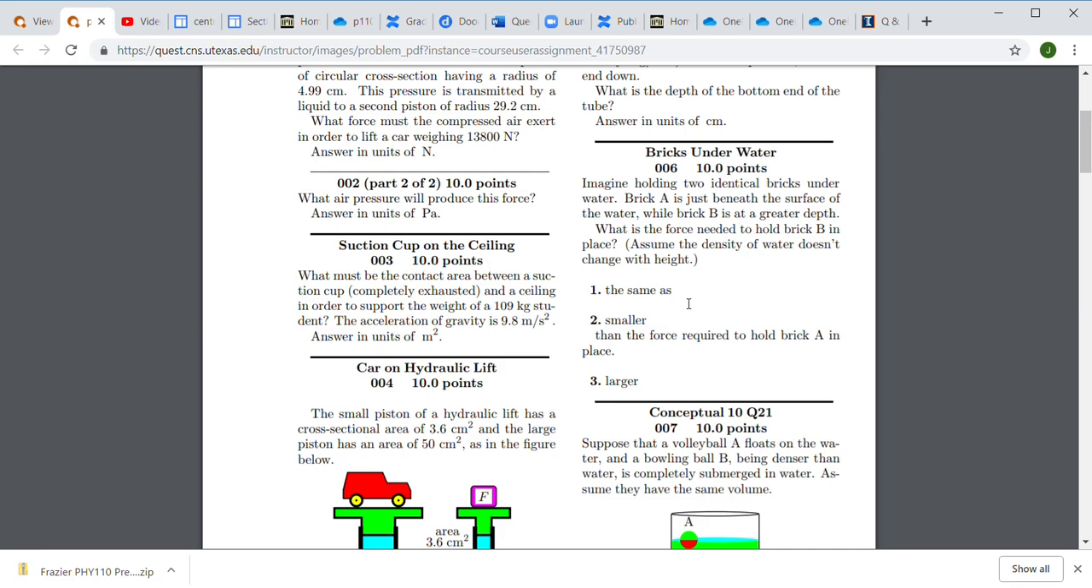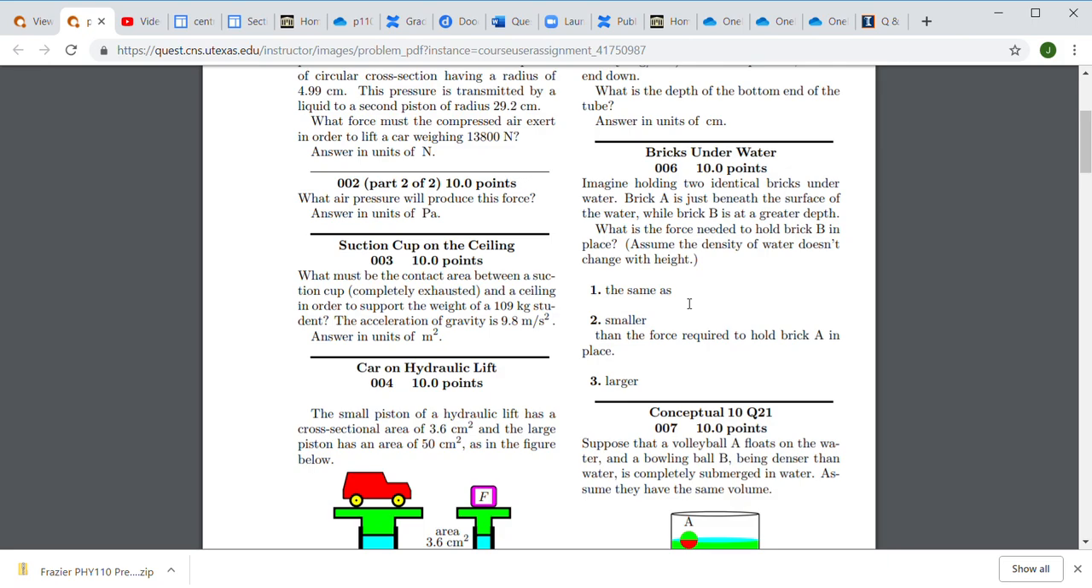Bricks underwater. Imagine holding two identical bricks underwater. Brick A is just beneath the surface of the water, so it's completely submerged, but it's just right below the surface, and brick B is at a greater depth. What is the force needed to hold brick B in place compared to brick A? And the answer is, it's the same as the force needed to hold brick A up.